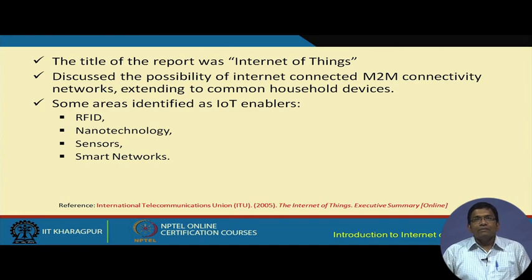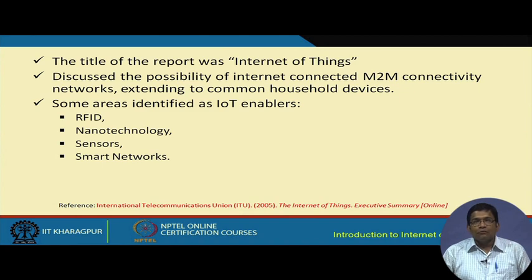So, there are different enabling technologies for Internet of Things. RFID is one. At present in the marketplaces and different places in the society, wherever we go, we see that RFID technology being used, RFID tags, RFID readers are being used. So, RFID based devices are required for building Internet of Things.